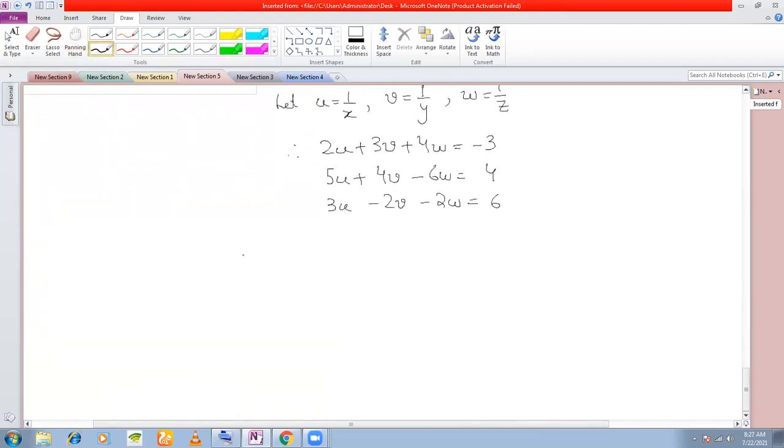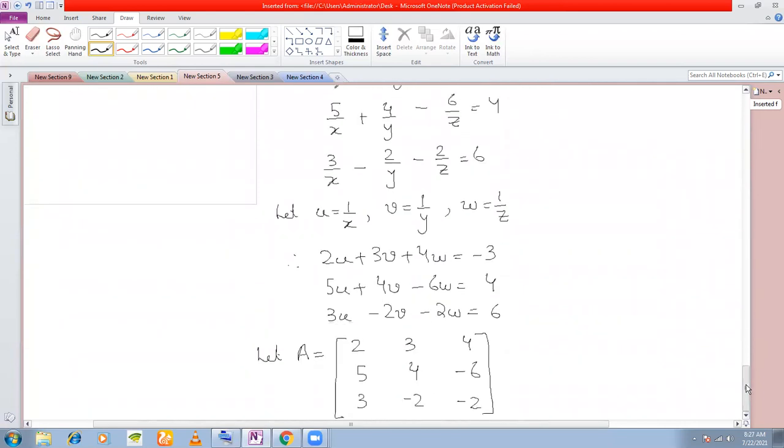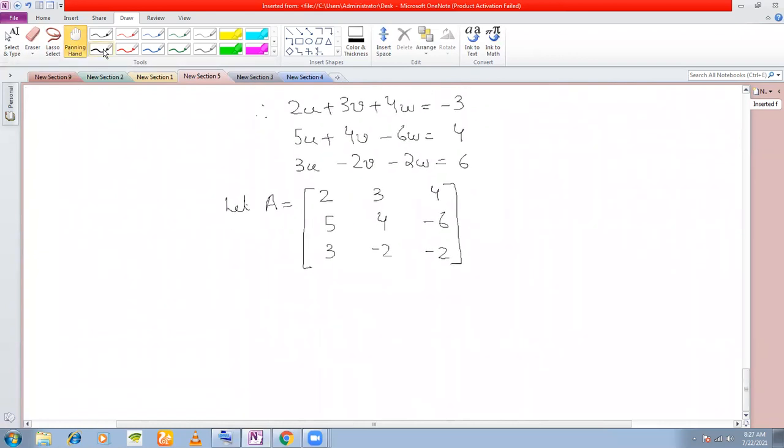So now once we have got this system in u, v and w, because x, y and z were all in the denominator, we converted it. Now what was our matrix A? 2, 3, 4, 5, 4, minus 6, 3, minus 2, minus 2. This was the matrix A whose inverse we have already found out, right? What was the inverse we have found out here? This. We have already found out this inverse. Okay. Now we form the matrix X as u, v, and w, the unknowns.